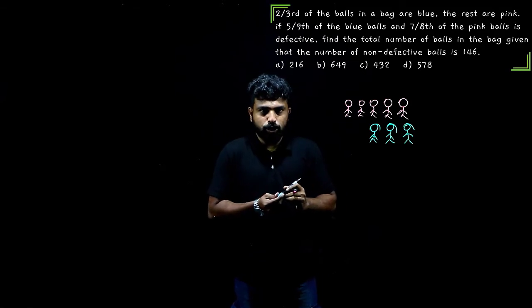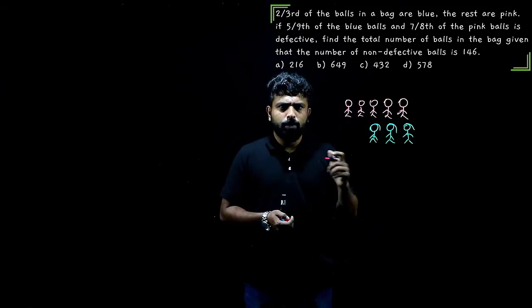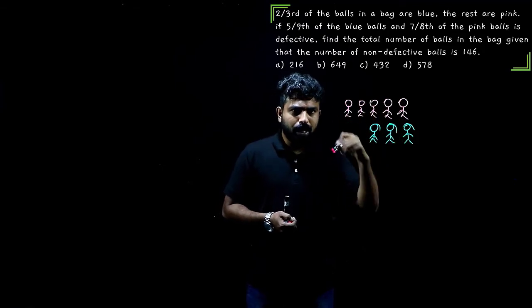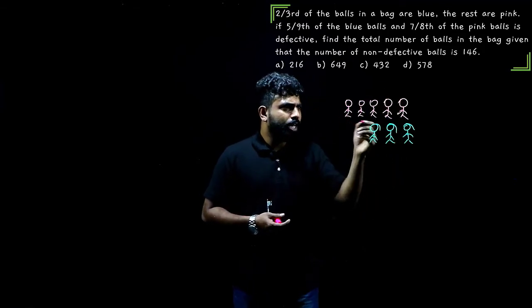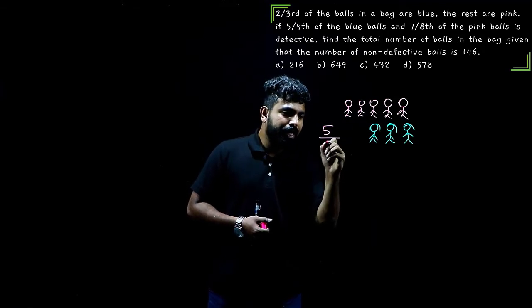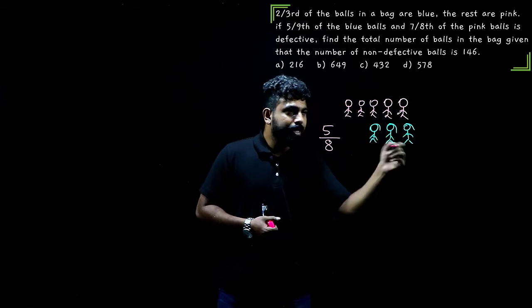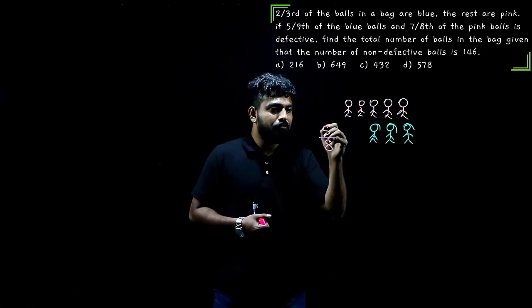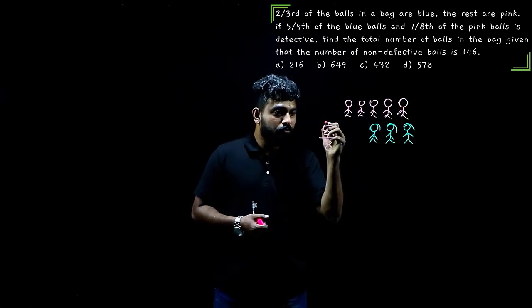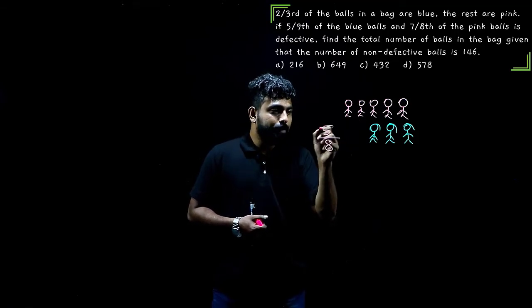What will be the ratio of boys to total number of people there? It will be 5 out of a total of 8. How did I get this? The total number of people here are 8 and the boys here are 5. So my ratio will be 5 out of 8, which is nothing but there are 5 boys out of a total of 8.